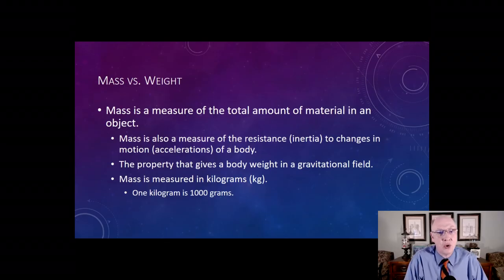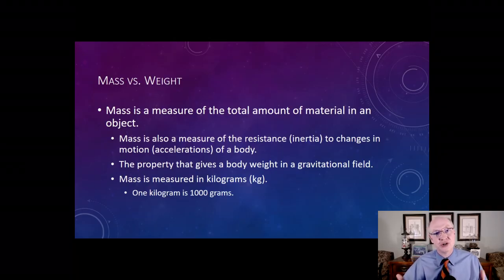Mass is a measure of the total amount of material that's in an object. For example, you can talk about the mass of your body, and whether you're on the surface of the Earth or on the surface of the Moon or off in deep space, the mass of your body is the same. Mass is a measure of resistance, and we call that resistance inertia. It's a measure of your resistance to changes in motion, or accelerations. If I have a body moving in a straight line at a constant speed and I want to change its motion, move it in a different direction, I have to apply some force to it, and it resists that force. That resistance is the inertia of a body.